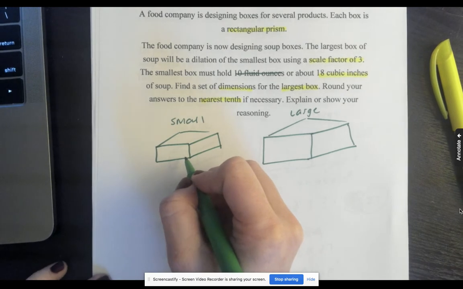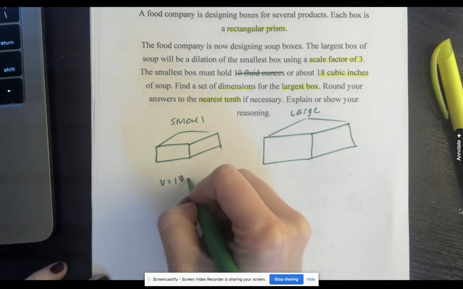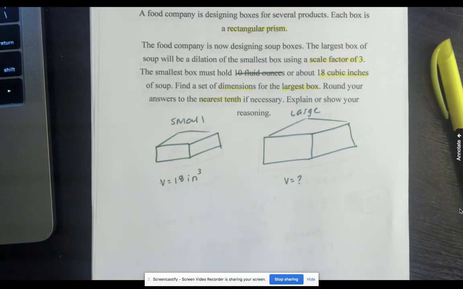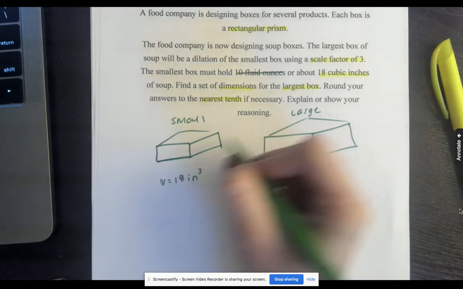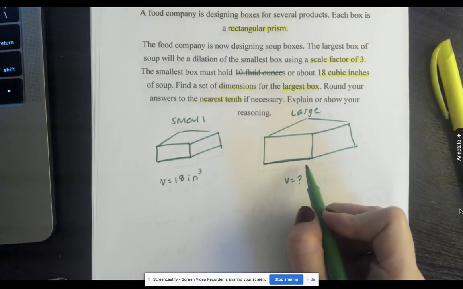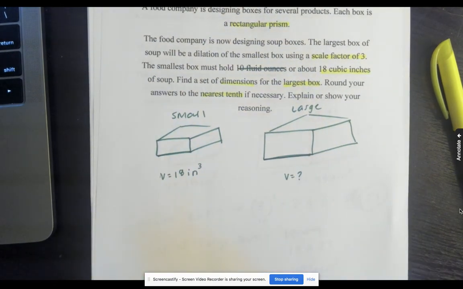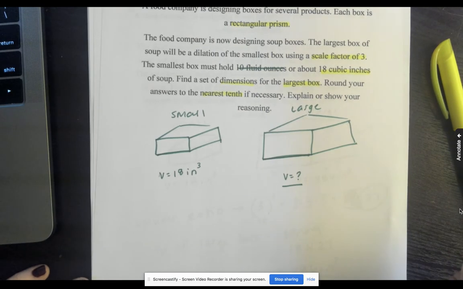The volume of the smallest box, it tells me, is 18 inches cubed. And then I don't know the volume of the larger box, but I do know the scale factor. Okay. So guys, think about this. Let's say that is a length of 2. Since the scale factor is 3, that means that the same side in the larger box is 6, because 2 multiplied by 3 is 6. So I know I have that relationship, okay? But the thing is, I don't know the dimensions for the smaller box. To find these dimensions, I've got to use my volume, okay?